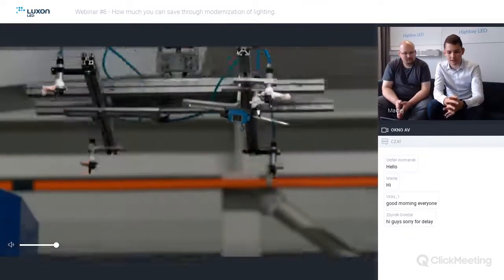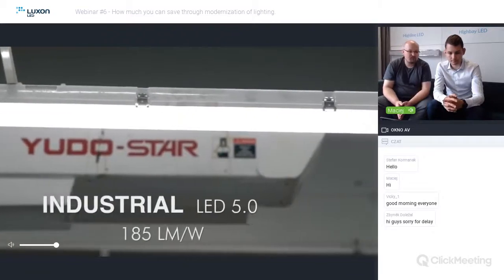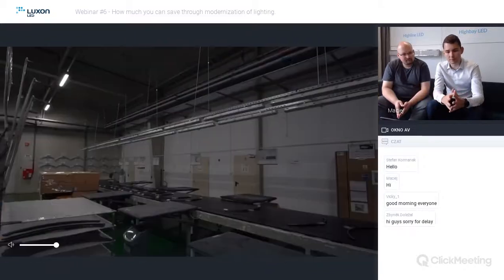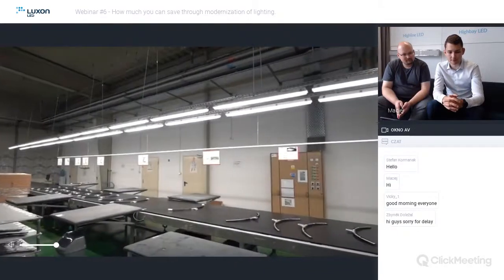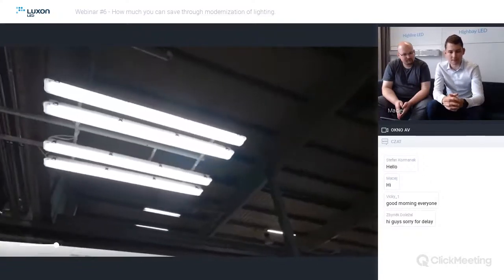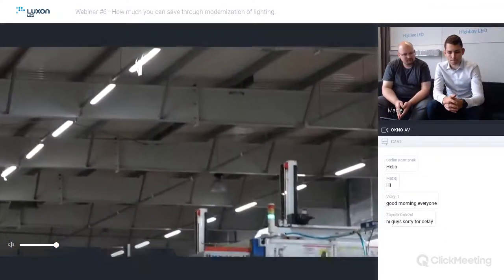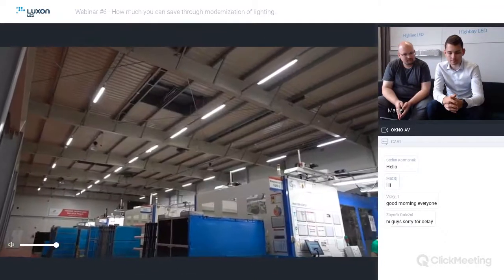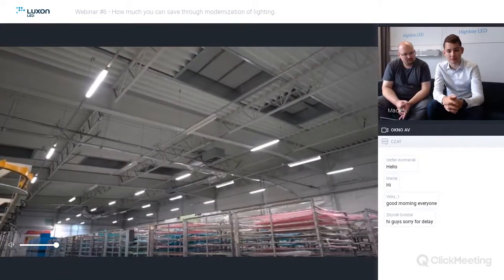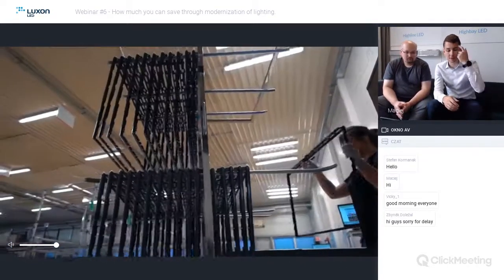So you can see the high bay at the LG Industrial LED. This is the 5.0. The 6.0 is a little bit different, as you know. And this is electronics production, TVs and other home appliances. Very nice case study because we've done 5 or 6 production halls and logistic halls all together. A pretty big investment.